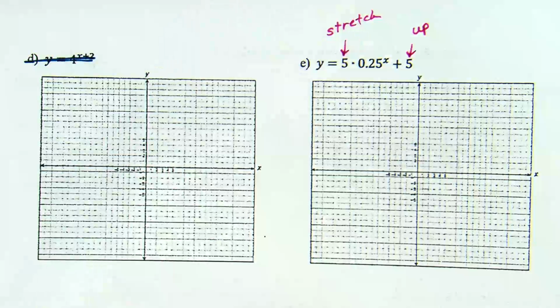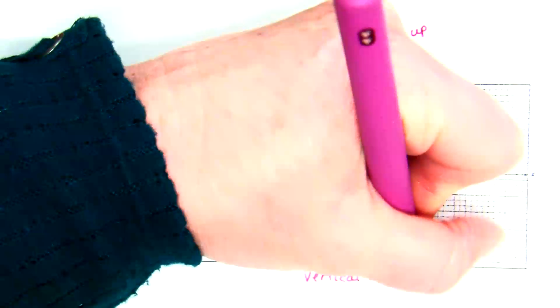Okay, so if I put those in good words here, we're going to have a vertical stretch by a factor of 5, translated up 5 units.